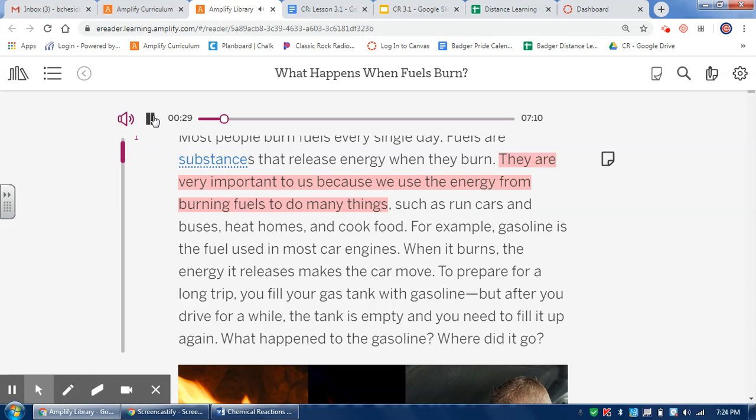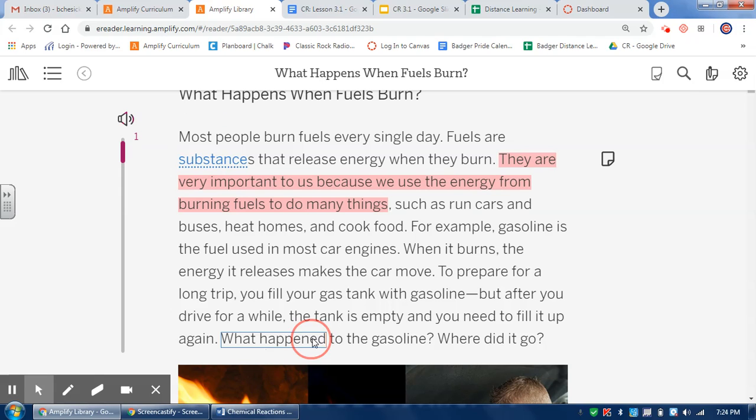To prepare for a long trip, you fill your gas tank with gasoline. But after you drive for a while, the tank is empty and you need to fill it up again. What happened to the gasoline? Where did it go? Okay, so I'm going to annotate the question that they bring up right here.